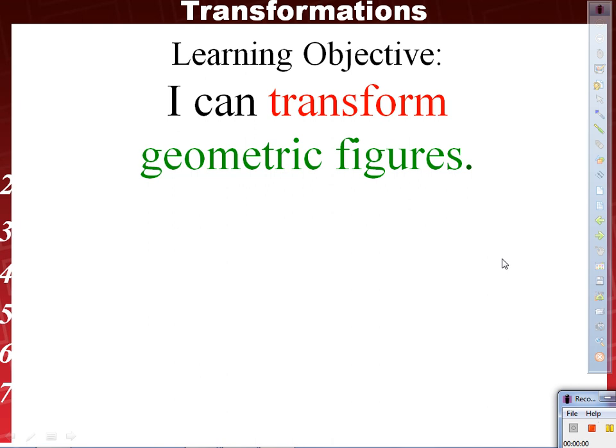This is our objective for today. I can transform geometric figures. Read together. 1, 2, 3. I can transform geometric figures.